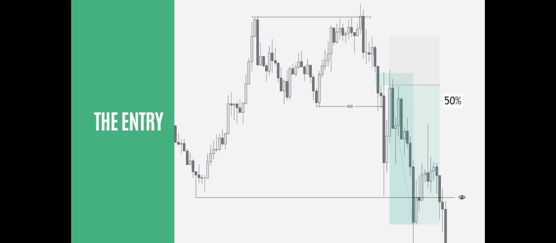Now we're going to talk about what is really important here. We are going to be talking about the entry. And now you are going to see what the puzzle pieces are that we need for the entry to be valid. First and foremost, we are going to need the sweep of liquidity. We are going to need the displacement to the downside. We are going to need the market structure shift. And then we are going to need our fair value gap. And that fair value gap right here is going to be our entry point.